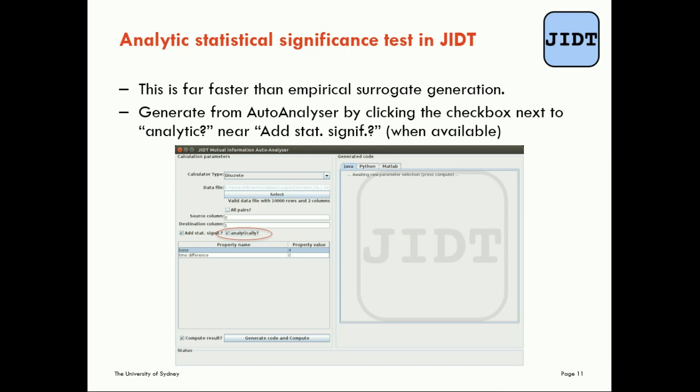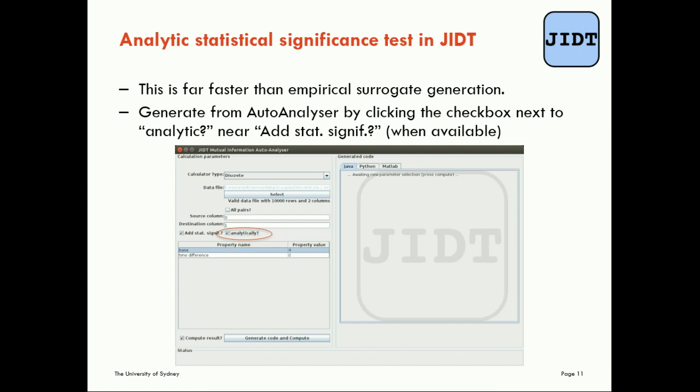So we can do this with the analytical statistical significance in JIDT. What's important is it's far, far faster than doing this empirically when we have it available. To do it, all we need to do is click the checkbox next to Analytic when it appears. This option will only be available to you for the discrete calculator and for the Gaussian model. It won't be available for the KSG estimator at this point in time, although we are working on what that null distribution should look like analytically, and it may be available in future.